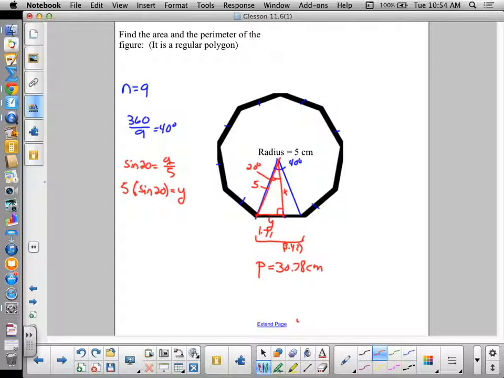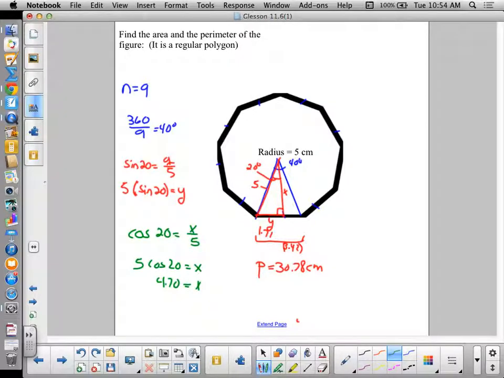All right? Next thing to go for is the apothem, which is x. X is which side? And that's the adjacent side. Adjacent and hypotenuse is cosine. Cosine of 20 is adjacent over hypotenuse. So 5 cos 20 equals x, which is 4.70, to 2 decimal places. So my apothem is 4.70.